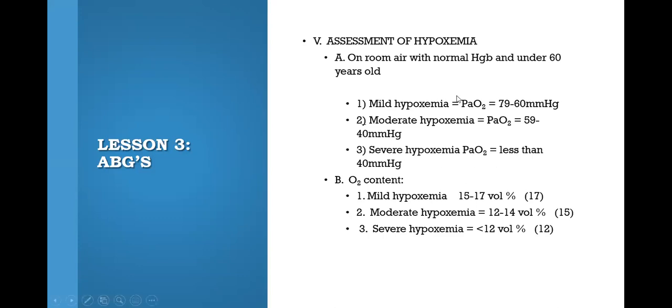Also, we can look at hypoxemia status or oxygenation status in the O2 content. When we do the total O2 content, we can look at the volumes percent. Mild hypoxemia is 15 to 17 volumes percent, with 18 to 20 being normal. Normal oxygen content is 18 to 20 volumes percent. So 15 to 17 is mild, 12 to 14 is moderate, and anything less than 12 would be severe hypoxemia.